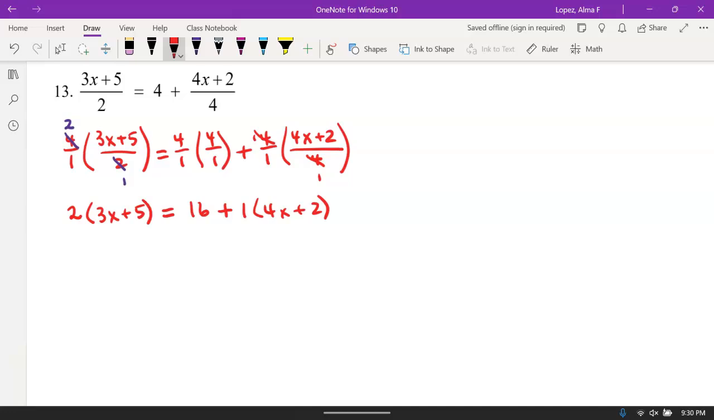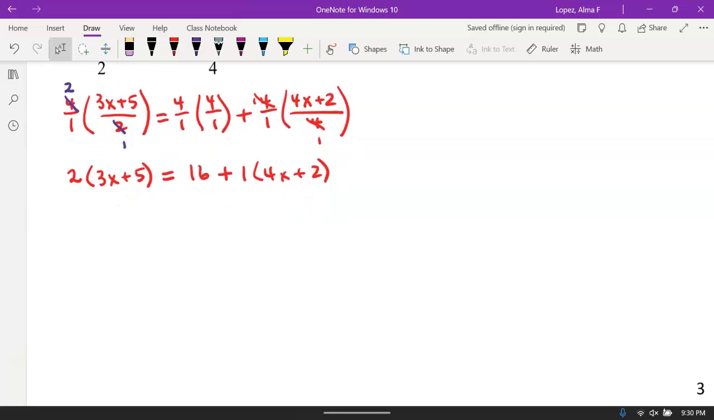Let's distribute through the parentheses on both sides now. 2 times 3x is 6x. 2 times 5 is 10. On the other side, I get 16 plus 1 times 4x is 4x, and 1 times 2 is 2.